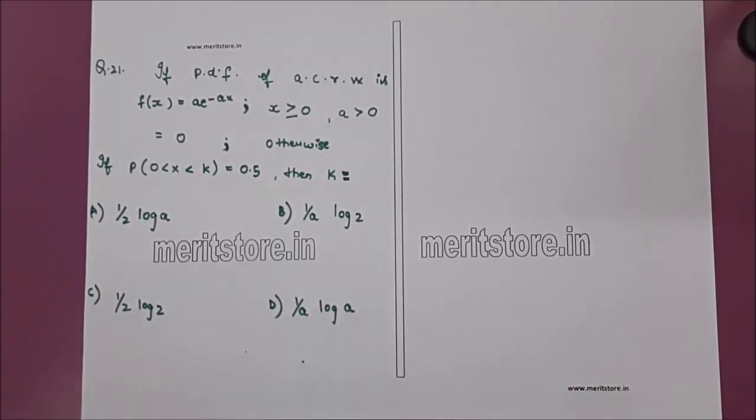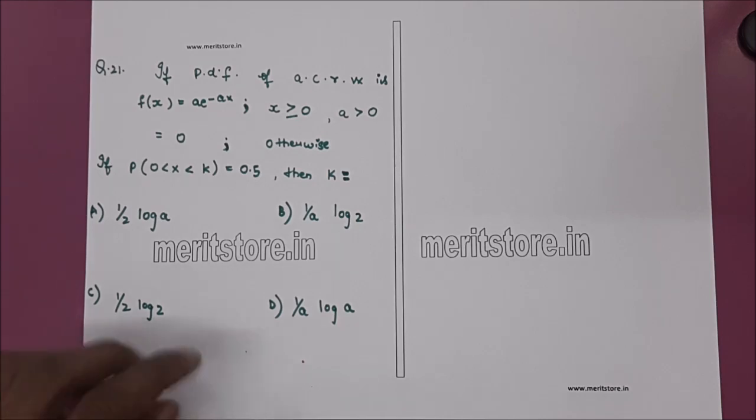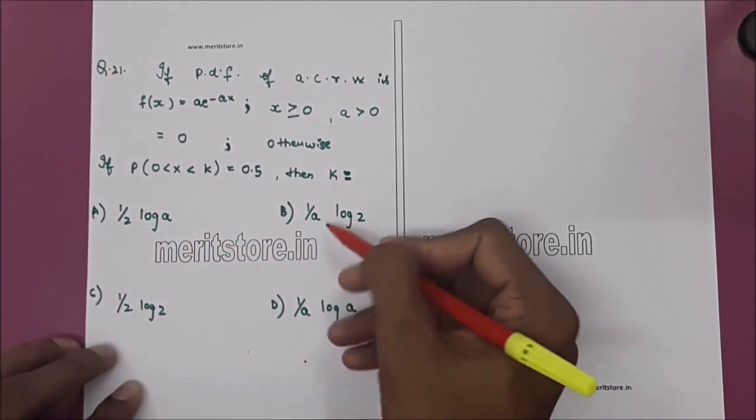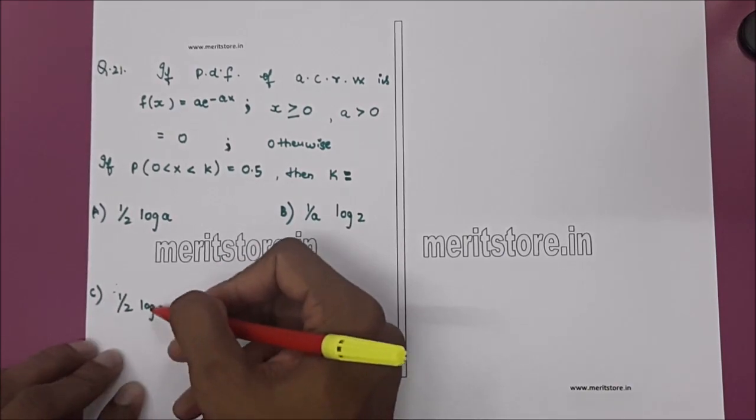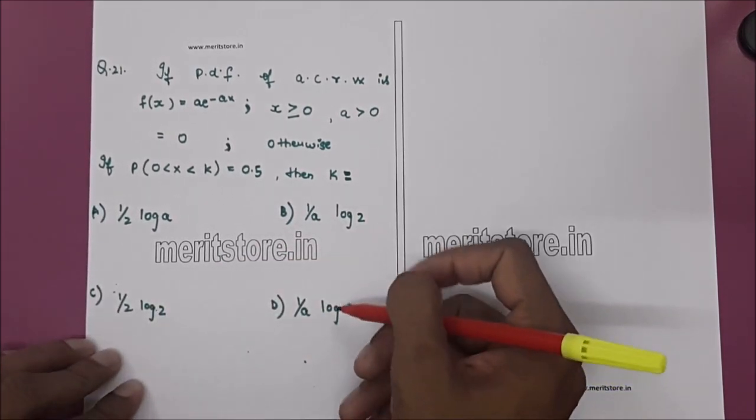Question 21. If the probability density function of a continuous random variable is fx equal to a into e raised to minus ax, for x greater than or equal to 0 and a greater than 0, and 0 otherwise, and if P of x greater than 0 and less than or equal to k is equal to 0.5, then k is equal to: we have 4 options, a half log a, b 1 by a log 2, c 1 by 2 log 2 and d 1 by a log a.